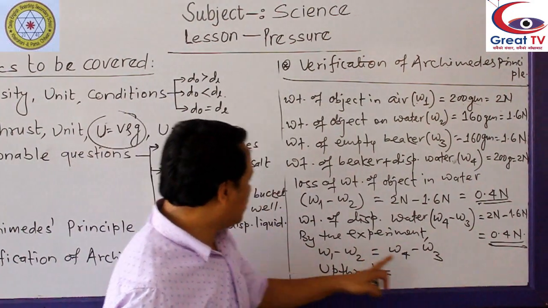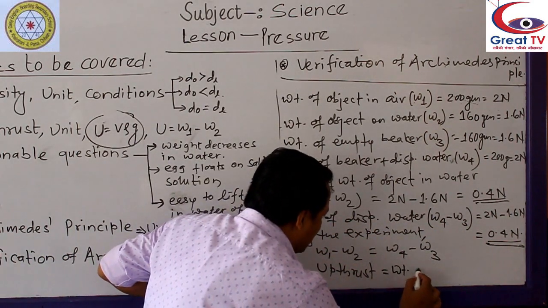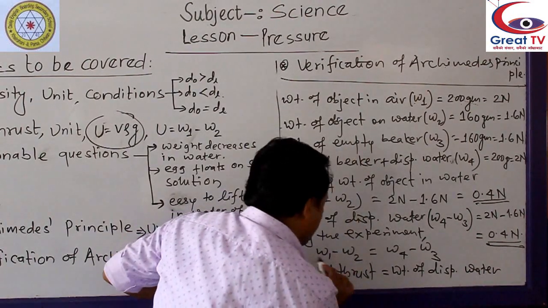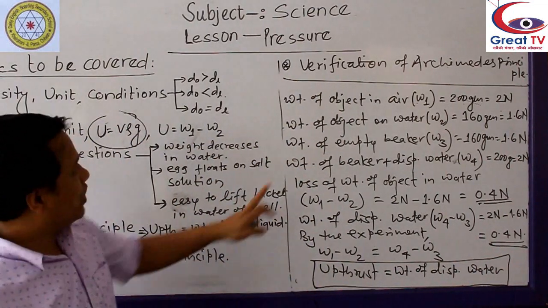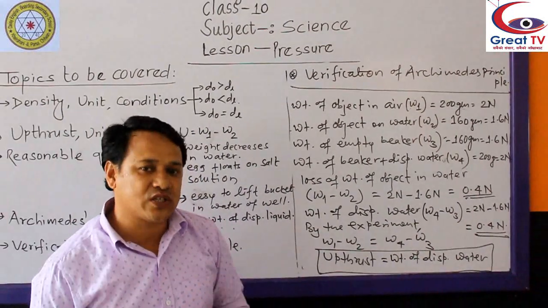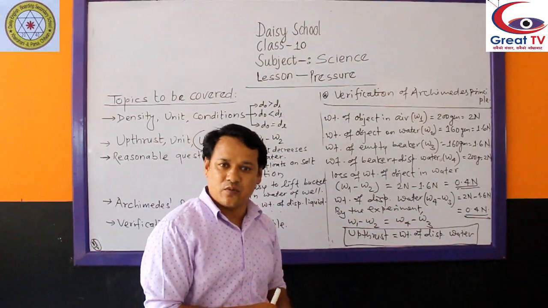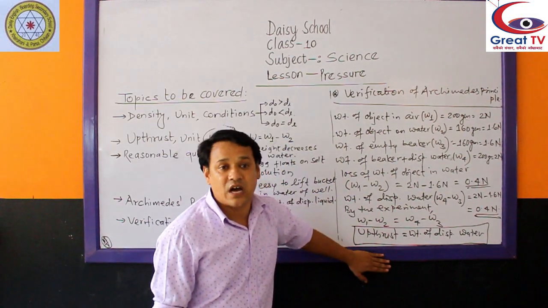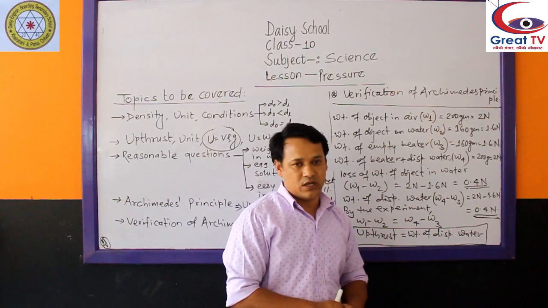And W4 minus W3 means the weight of displaced liquid, the displaced water. Which is Archimedes principle. Already we have discussed Archimedes principle: upthrust is equal to the weight of displaced liquid when the object is partially or completely immersed. In the experiment we have also found that. That's why Archimedes principle is verified. Upthrust and weight of displaced liquid are equal.